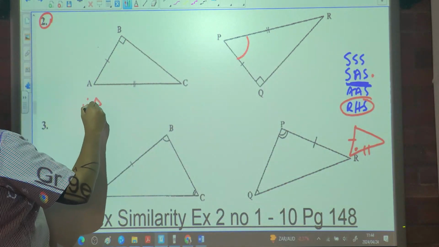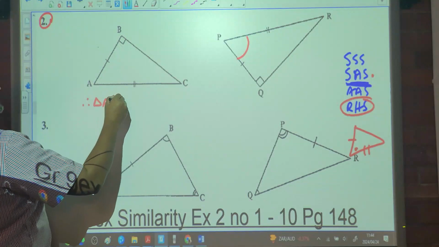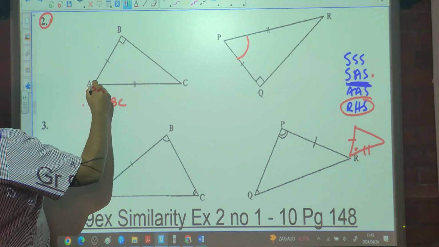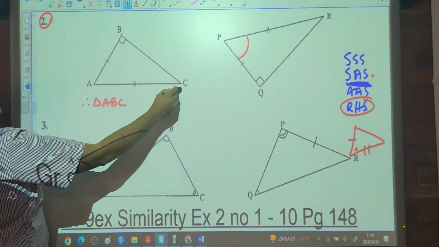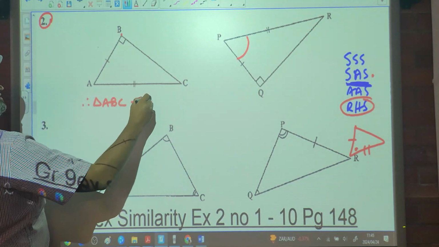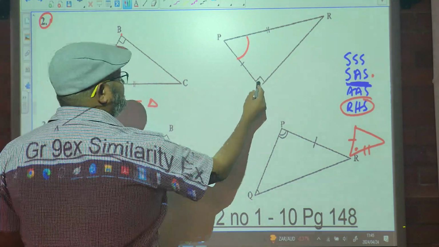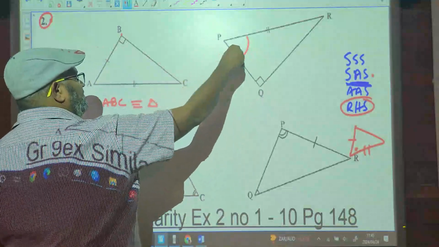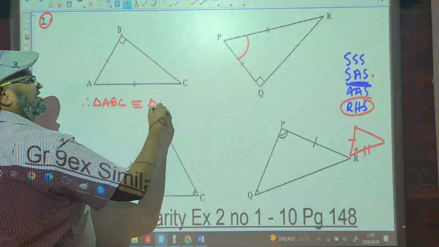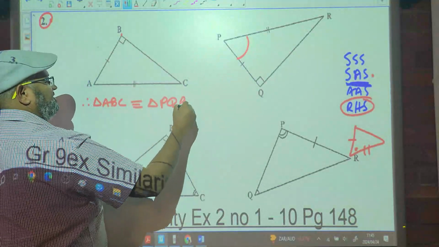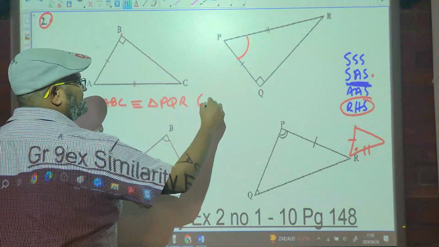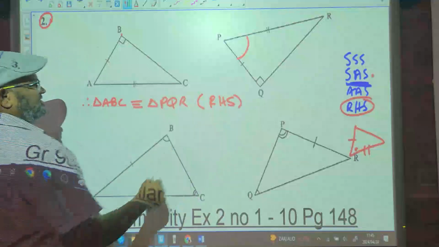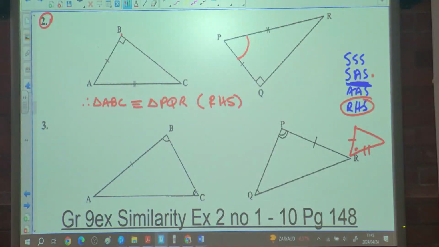So therefore triangle ABC, they go A, going through the 1 to the 90 and then through the unmarked side, is congruent to triangle... Through the 1, going to the 90, so I'm not going that direction, I'm going this direction. Through the 1 to the 90, through the unmarked side. So it's PQR. And what case of congruency is this? RHS. Okay.